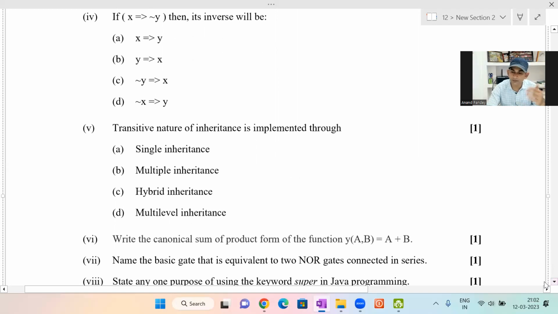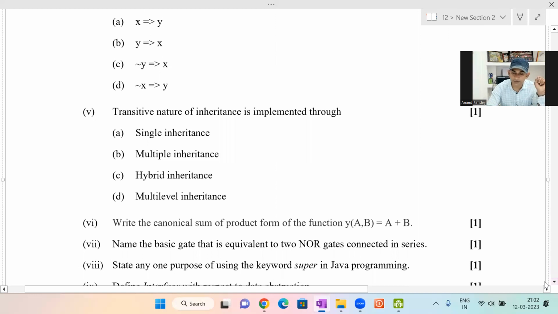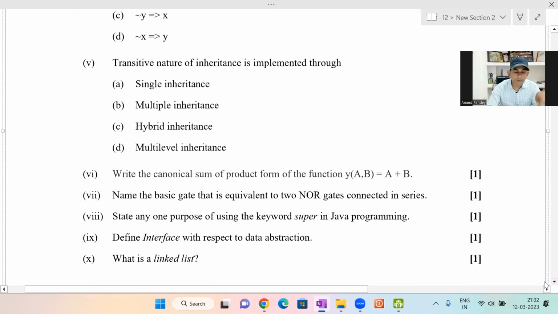From which topic, what should be the questions, that I will discuss afterwards. 5 objective questions. Then 5 more short answer questions will be there, each of 1 mark, total 10 marks. Question 1 is of 10 marks. The first 5 questions are objective questions. There will be options.